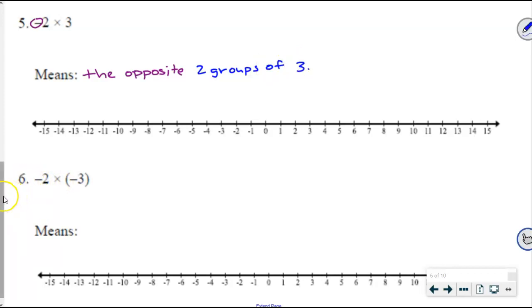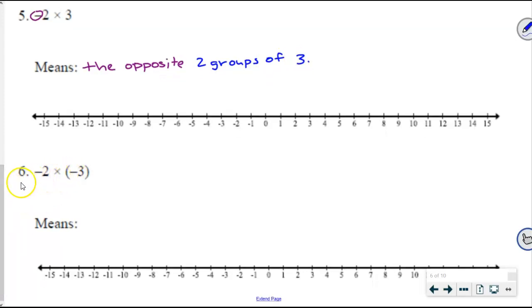How should I be thinking about number 6? How should I be thinking about -2 times a -3? I already saw that hand. I already called on that hand. I want a fresh new hand. Grant, go ahead.